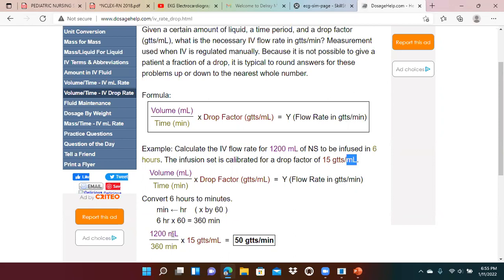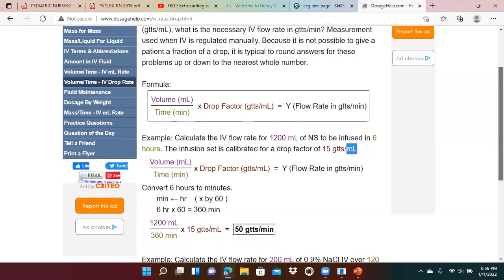So 1000 ml divided by 360 minutes times 15 GTT per ml, which is mentioned in this question as the drop factor. The calculation gives 42 GTT per minute. So it is very important to see: is it ml or is it minute? If it is minute, it is the flow rate. If it is ml, it is the drop factor. So always pick up the numbers you get in the question and put them in the formula.